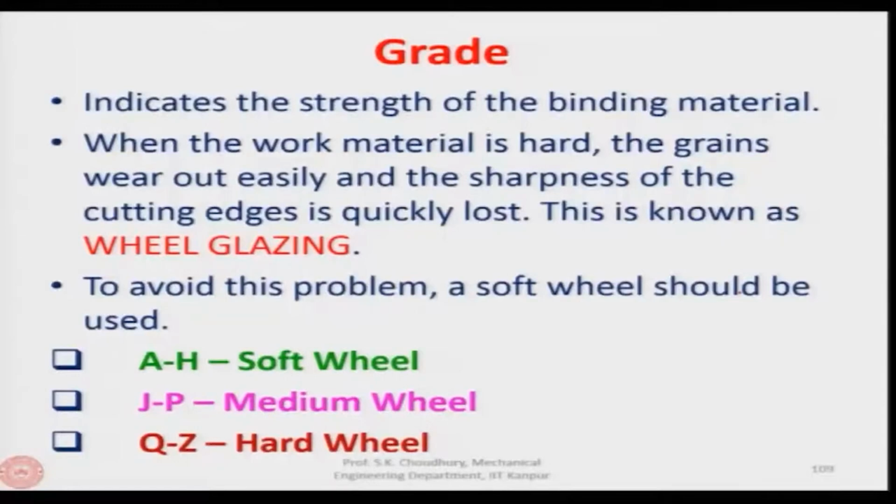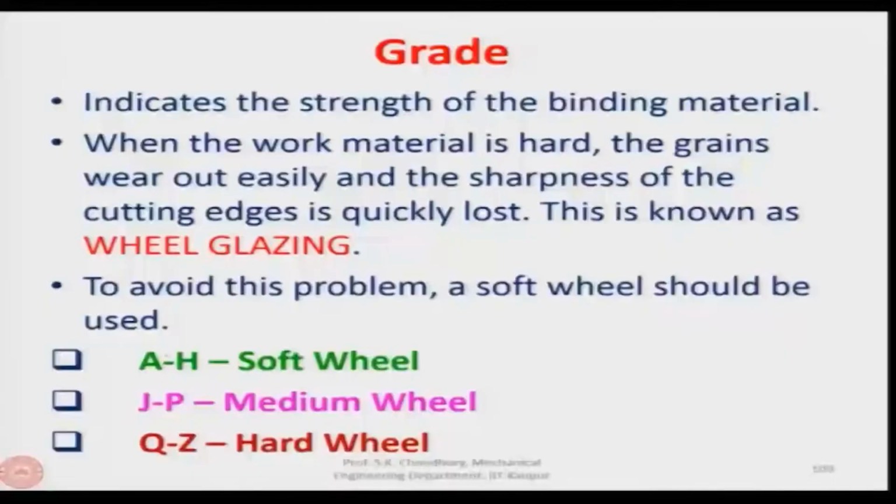So, to avoid this problem, a soft wheel should be used, because in the case of a soft wheel, if the workpiece material is hard, the wheel grains will be worn out, but they will be dislodged, because the wheel is soft. And why do we want the grains to be dislodged? Because behind the dislodged grain there will always be sharp grains. So, those sharp grains will come out and they will remove more material, and consume less power. Here the specification of the grade is A to H, which are also internationally accepted. A to H is the soft wheel, J to P is the medium wheel, and Q to Z is a hard wheel.